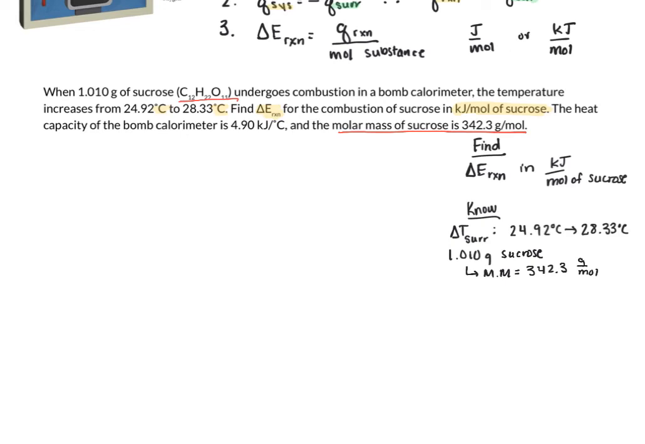And then finally, we also know the heat capacity of the calorimeter. So we know that our Ccal equals 4.90 kilojoules over degrees C. So again, notice this is in kilojoules, not joules. That's a little bit different from what we've seen in some previous problems.